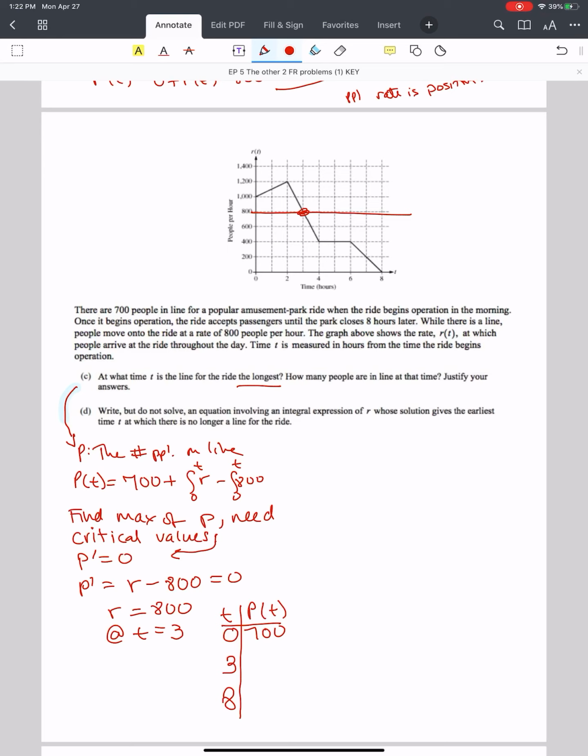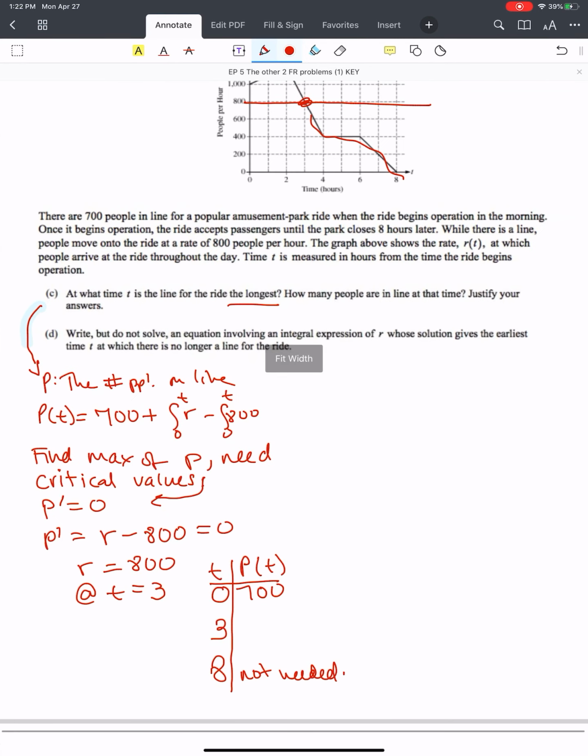You can see, I can see after that, this is going to go downhill from there. So it's not really needed. You can tell it's not going to be it. You know it's going to be at 3. And you don't have to explain that if you don't want to, if you can tell. But if you want to calculate it, I got negative 700. So, all right, anyway, so let's see what P of 3 is.